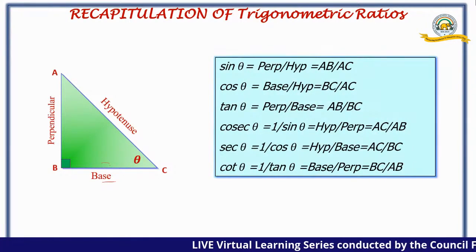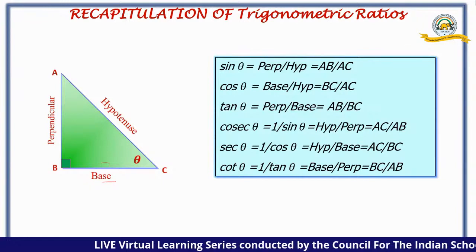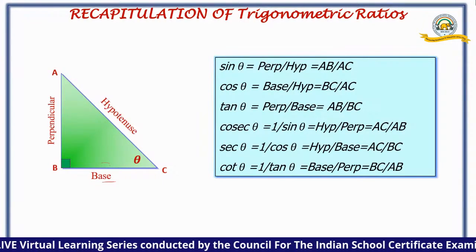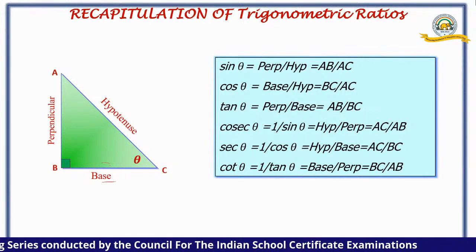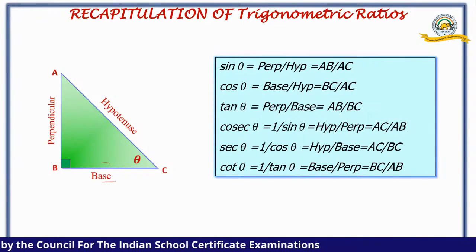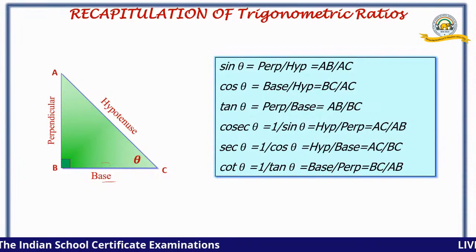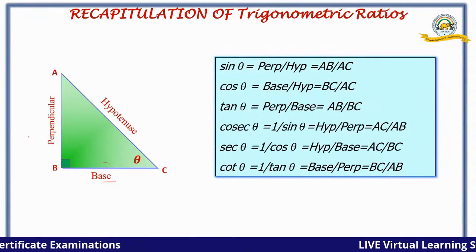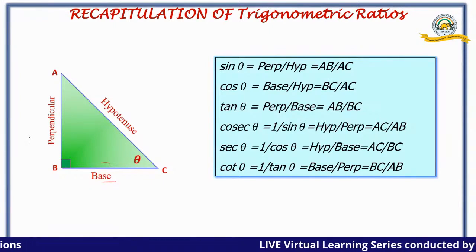Now, these are the ratios we have already done. Quickly I'm brushing through, and you also have a look, because without this we cannot proceed. So sine theta is what? Perpendicular over hypotenuse. Cos theta is base by hypotenuse. Tan theta is perpendicular over base.